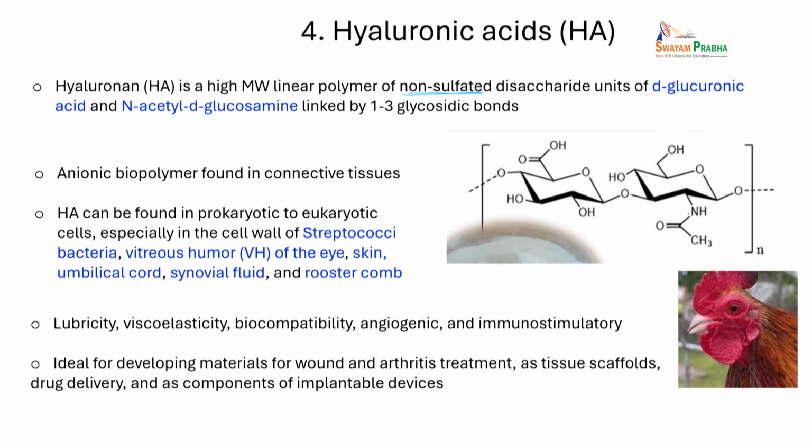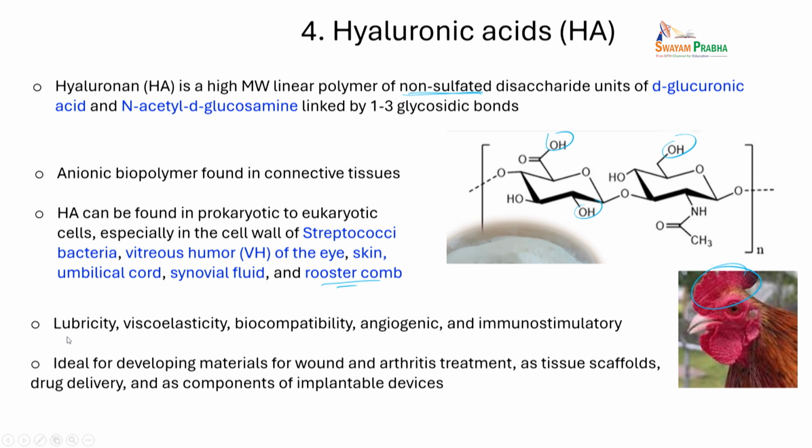So you can see that these are simply OH groups here, no sulfation, no sulfate here. Because of the carboxyl group, it is an anionic polymer, and it is also found in connective tissues. It can be found in both prokaryotic and eukaryotic cells, especially the rooster comb that you see here, which is a very rich source of hyaluronic acid. Synovial fluid, umbilical cord, skin, and part of the eye are also rich in hyaluronic acid.